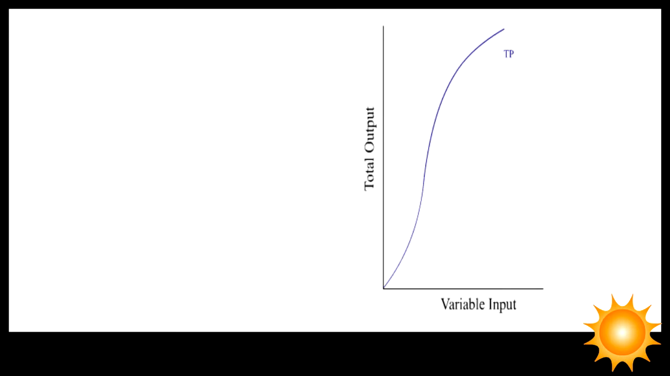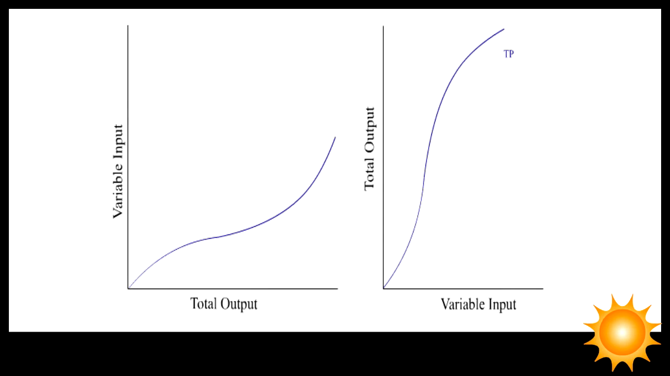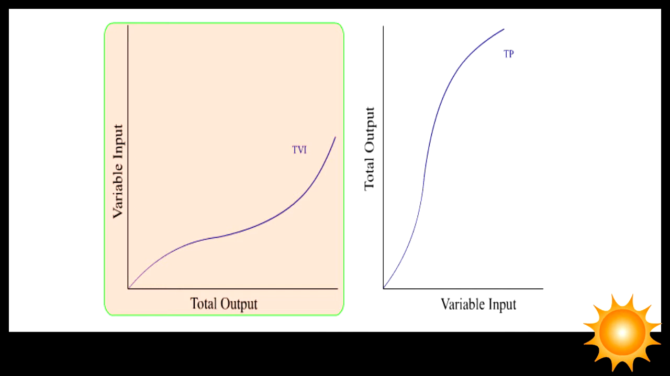In the TP curve, output is a function of variable input. By reversing the horizontal and vertical axis, we get total variable input, TVI. This new flipped curve shows variable input as a function of output. If we multiply TVI by a constant unit cost of the variable input, we get total variable cost, TVC.